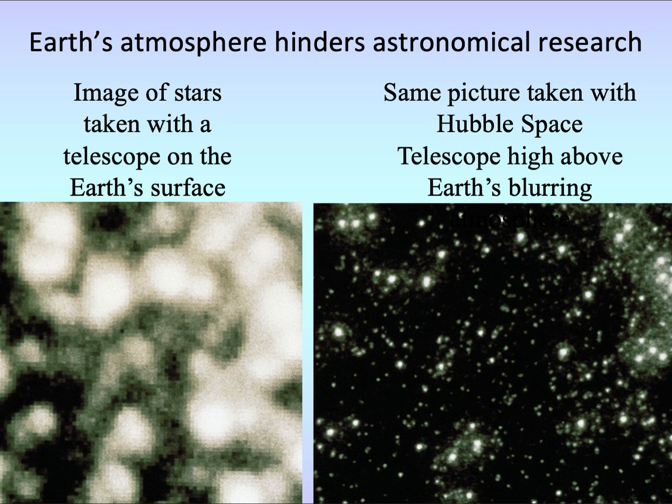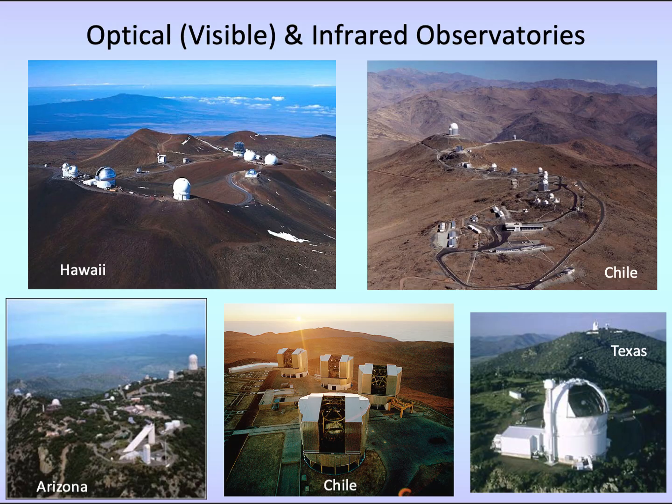This shows you how much damage the atmosphere can do to an image. The first picture shows the stars, much larger and blurrier, made fuzzy by atmospheric distortion. The Hubble photo on the right, you can see the much clearer image. Here are some of the optical, visible light, and infrared ground-based observatories. These sites are all in locations that have very dry air, not humid air like it is here. And they're built on mountaintops, high above much of the atmosphere and many weather events.